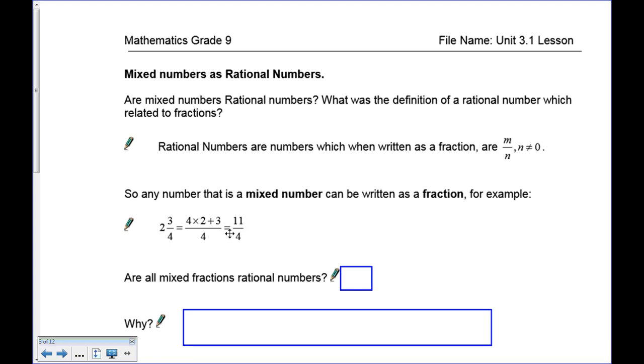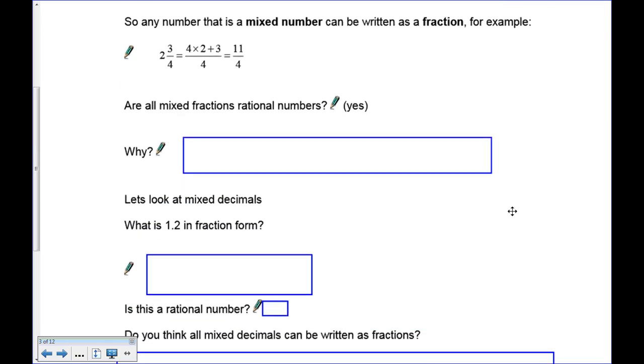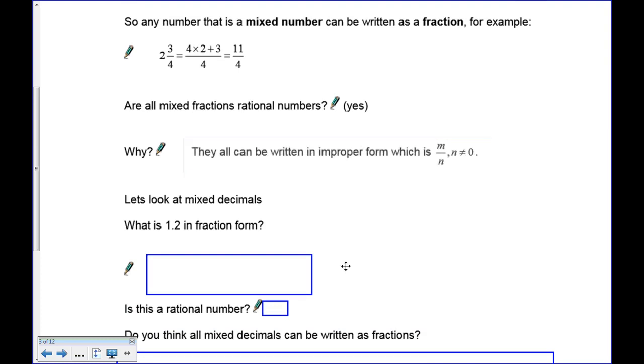Now the denominator stays the same. Now 11 over 4 is in the format m over n. So that means that 2 and 3/4 is in fact a rational number. So are all mixed fractions rational numbers? The answer to that is yes. Every mixed number can be changed into its improper form. So if it can be changed into its improper form, it's going to be m over n, a single number over a single number. And that is what we call a rational number.